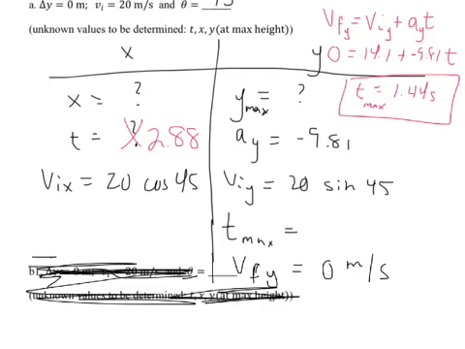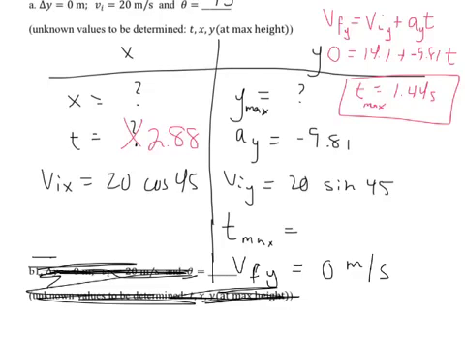Wait, how did you get 1.44? By solving this above equation here. Subtract 14.1, divide by negative 9.81. Solve for t. Come on, you can do that. It's only one variable, one equation. You can do it.